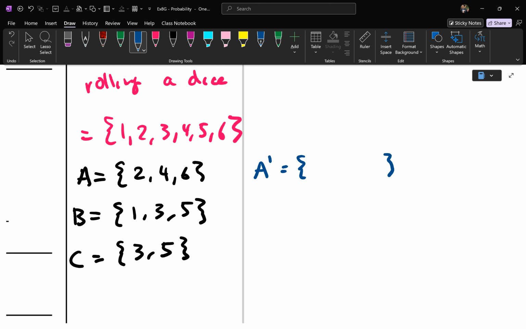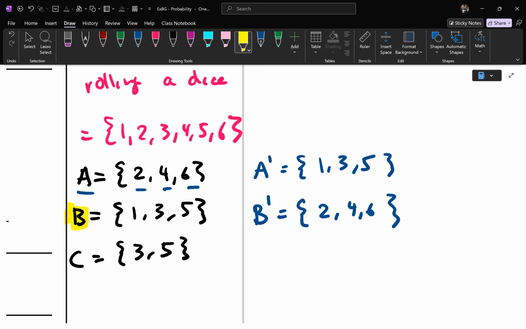Well, I just want to know what goes into A complement first. So if group A has 2, 4, and 6, then what would A complement have? 1, 3, 5, because that's what's missing. Because a complement means I have all the items that group A doesn't have. Okay, so let's do another one. What about B? What's B complement equal to then? 2, 4, 6, because it's everything that B doesn't have.